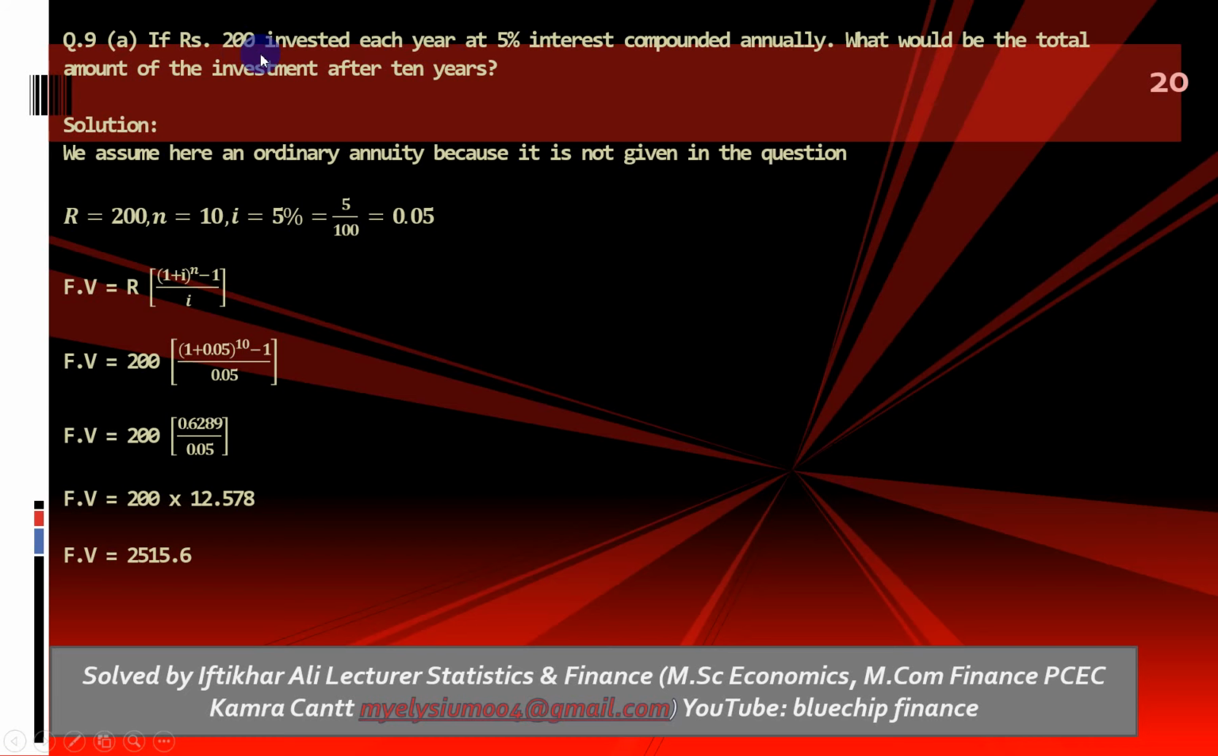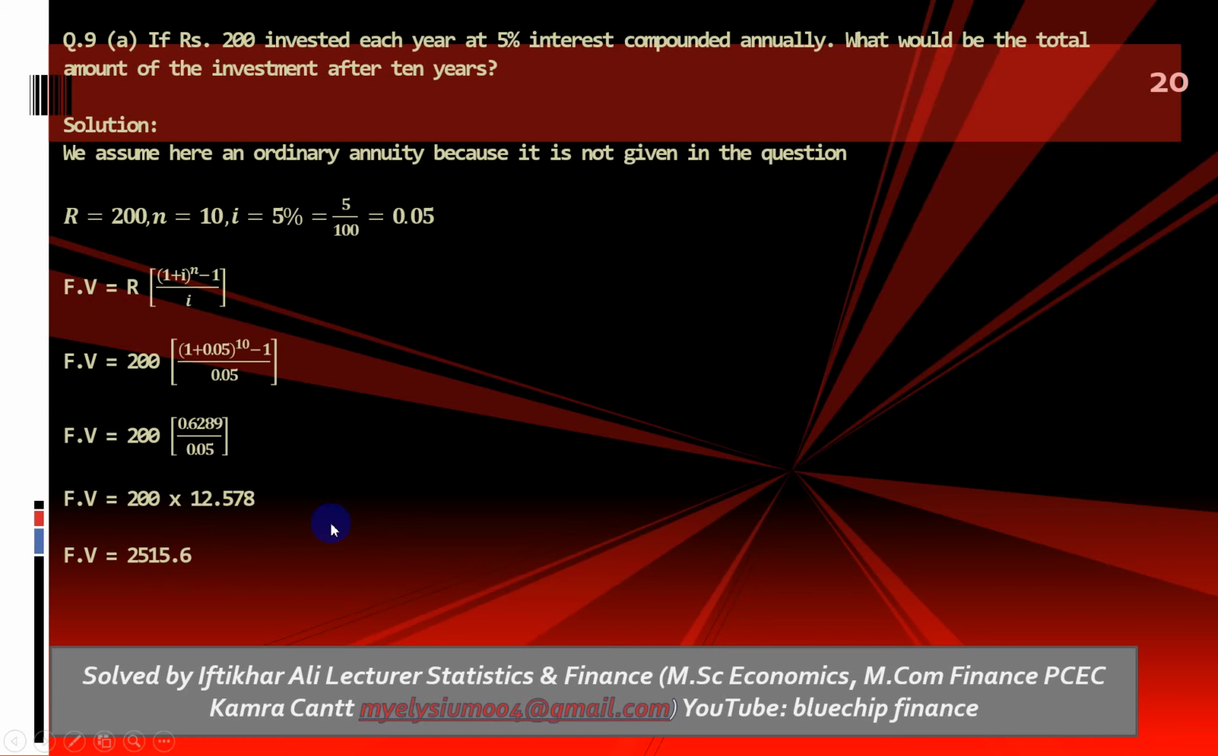Future value is required, so 200 will be R, and interest is 5% compounded annually, so i will be 0.05. The total amount after 10 years means n will be 10. The future value formula is given here: R multiplied by 1 plus i raised to power n minus 1, divided by i. Just simply put all these values into this formula, and the future value will be 2515.6.